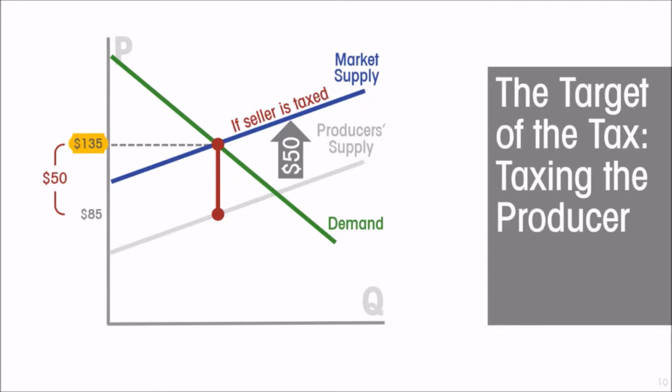This is the result we derived before. Buyers pay $135, sellers get to keep only $85. Even though they receive $135, they get to keep only $85. So we get the same outcome as we did in the previous exercise if we explicitly tax the producer. The burden of the tax, $35 is borne by the consumer, $15 is borne by the producer.